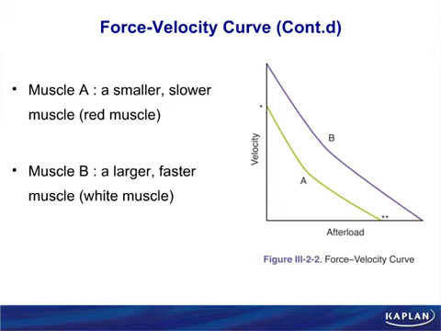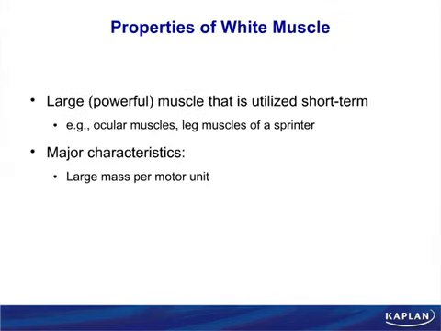B also has a greater x-intercept. So white muscle, B, generates more force in general than red muscle. So white muscle is faster and more powerful. Some more properties of white muscle. Again, we indicated that it's more powerful. It's utilized short term. Ocular muscles are an example, the leg muscles of a sprinter. It has a large mass per motor unit, and it is fast.